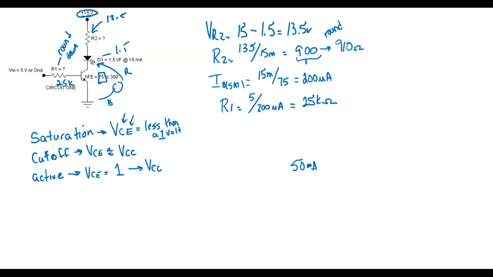So we call this VCE. That stands for voltage measured between the collector and the emitter. This is a very important voltage measurement because this tells us what region the transistor is operating in. So less than a volt, we assume it's saturated. If it's dropping VCC, cut off. If it's somewhere in between, we say it's in the active region.